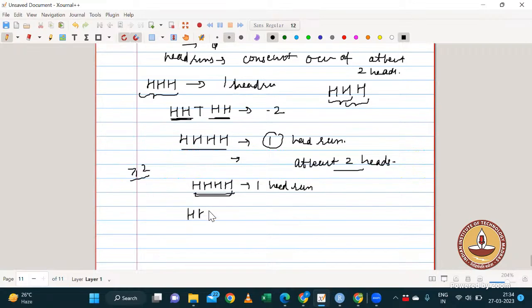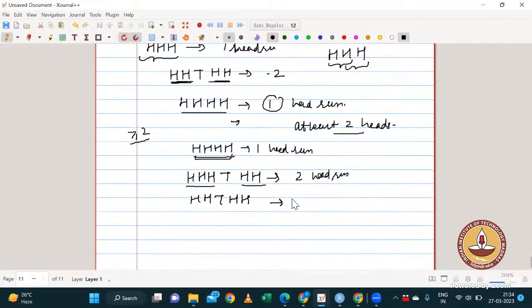Suppose I toss the coin five times and I got this. So how many head runs are there? Two, sir. One head run is this and one head run is this. Okay. Tell me, HHTHS, how many head runs are there in this case? Again two, sir. If I write HT, how many head runs? Zero. None. Okay, got the idea? Yes, sir. Okay, good.